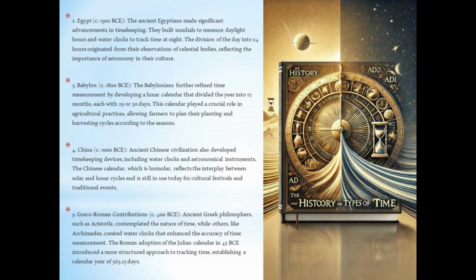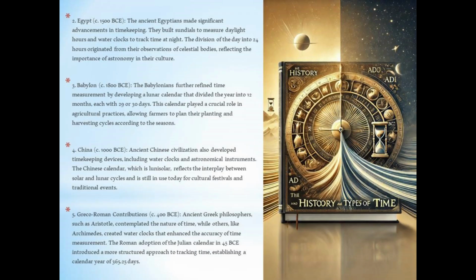Number 2. Egypt. c. 1500 BCE. The ancient Egyptians made significant advancements in timekeeping. They built sundials to measure daylight hours and water clocks to track time at night. The division of the day into 24 hours originated from their observations of celestial bodies, reflecting the importance of astronomy in their culture.